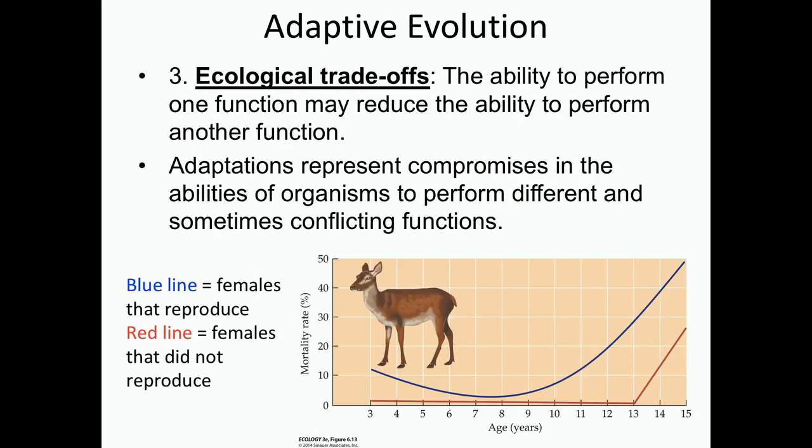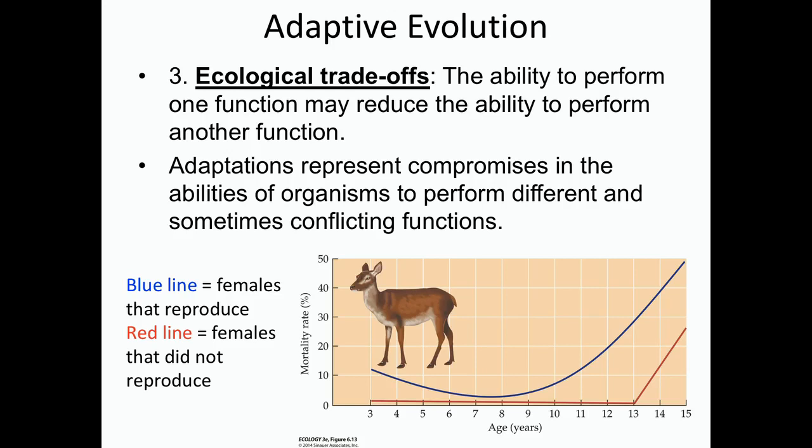And the final constraint to adaptive evolution is something we call ecological trade-offs. This is something we're going to talk a lot about in class over the next few units. This is the concept that oftentimes the ability to perform one function reduces the ability of an organism to perform another function. So for instance, this is a graph from a study on female deer. Female deer that reproduce have lower survival rates.